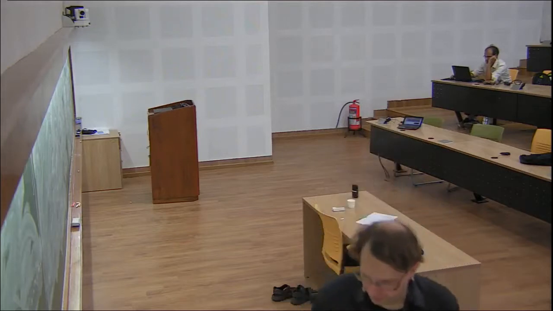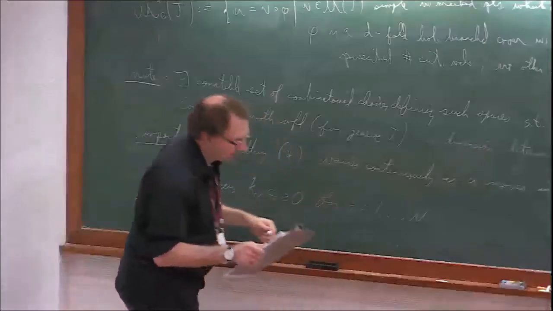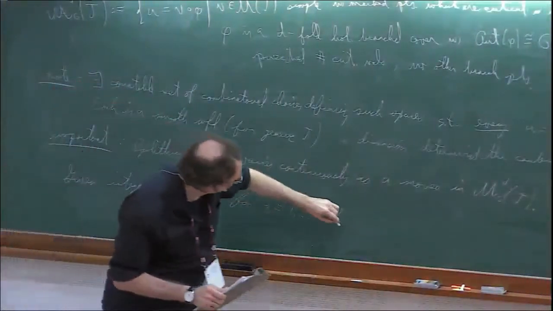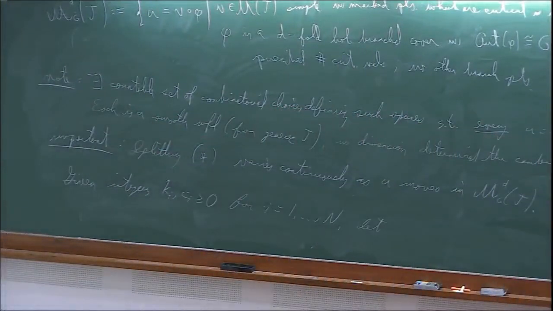So now I can start to state the important part. Given a bunch of integers ki and ci greater than or equal to 0, for i going from 1 to capital N, remember that corresponds to my list of irreducible representations, we define the following constrained version of this moduli space.